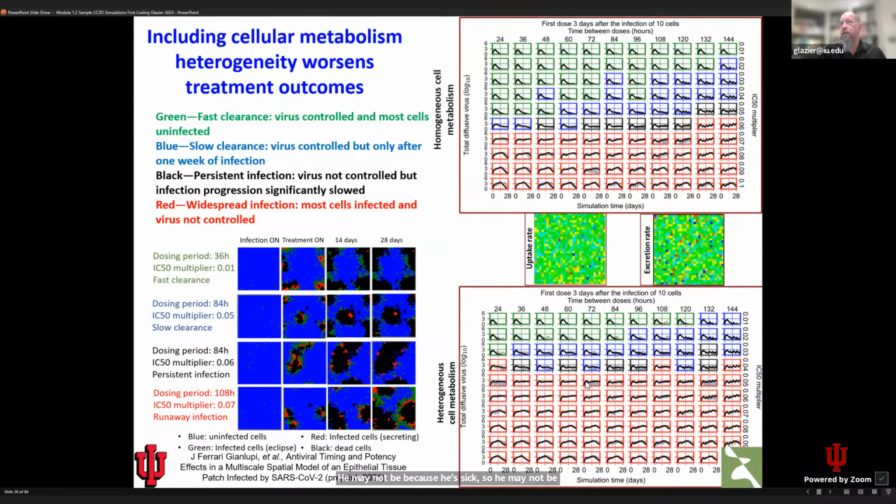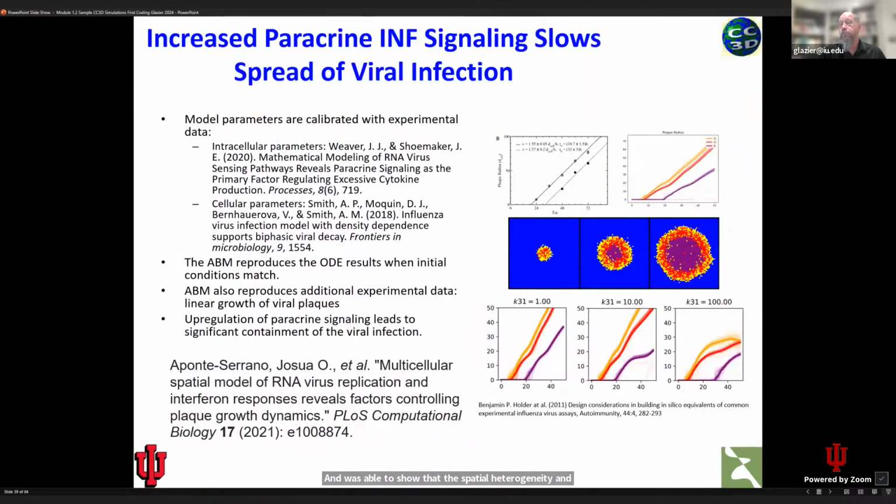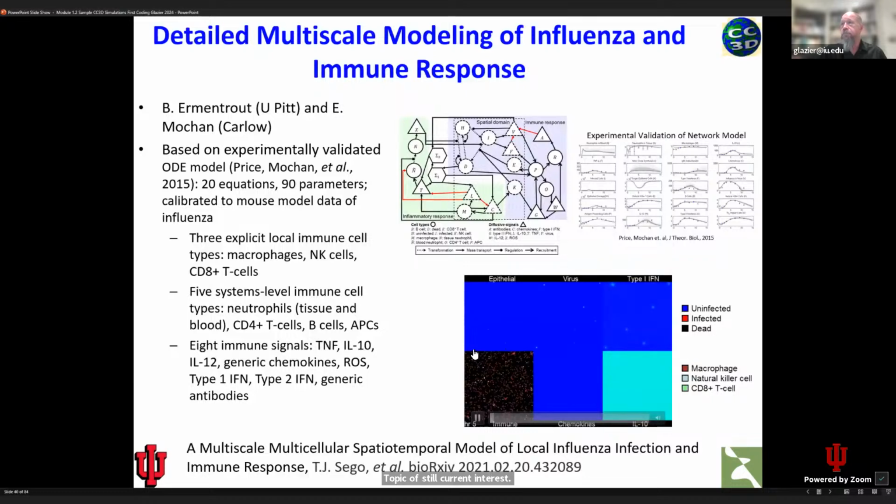Giuliano did a study, in this case, of the variability in response specifically for COVID antivirals, and was able to show that the spatial heterogeneity in the tissue meant you had to give higher doses and earlier doses than you would expect. You can study this also in vitro. You can infect a single small patch of cells in an in vitro culture that creates what's called a plaque. And you can study how that plaque develops as a function of various immune modulators. That's something that is a topic of still current interest today.